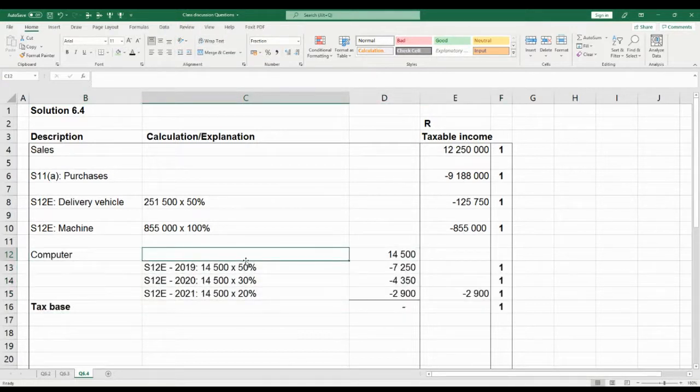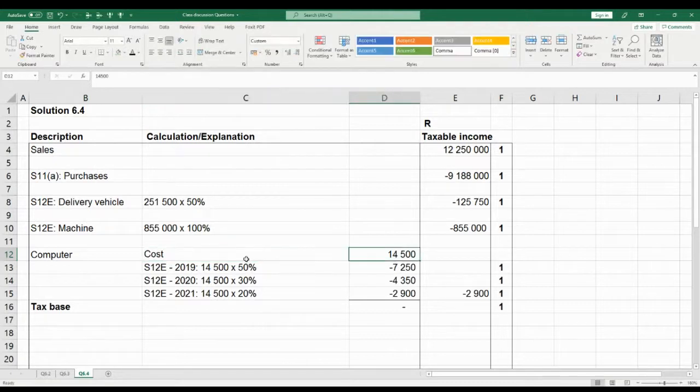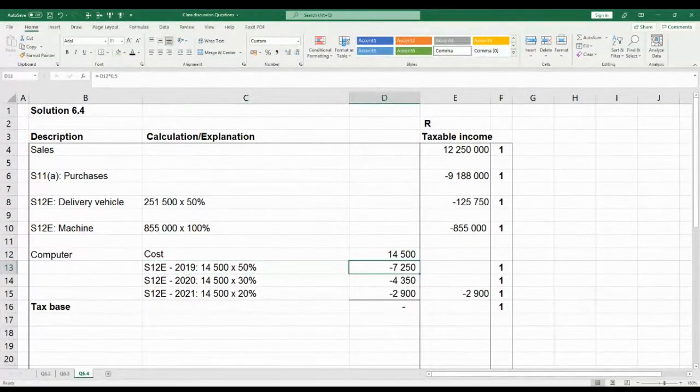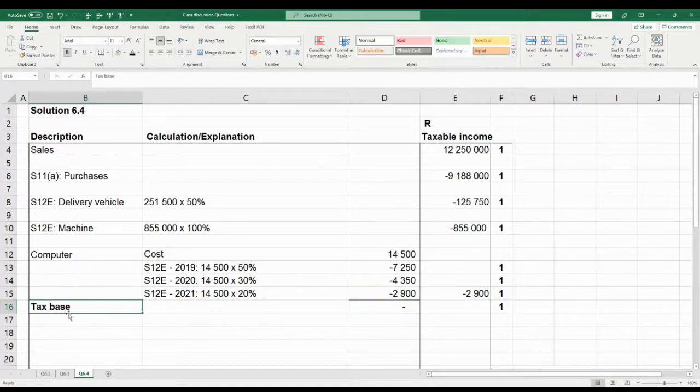So the first thing is we show our cost. Let me just write here the cost was 14,500 initially. So in year 1, our deduction would have been 7,250. In year 2, it would have been 4,350. And in the current year, we still have a 2,900 which we deduct. So when you do the allowance, you only include the current year's deduction. You do not show the prior year's deductions. So that means our tax base is currently sitting at 0.